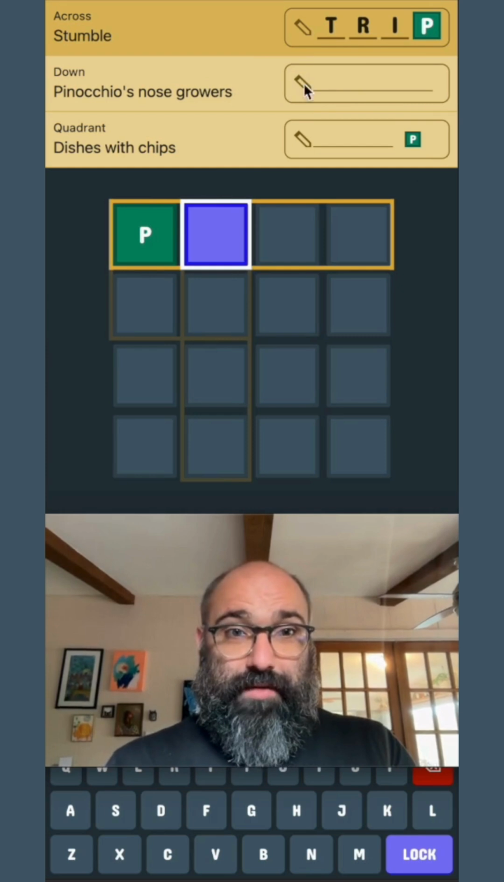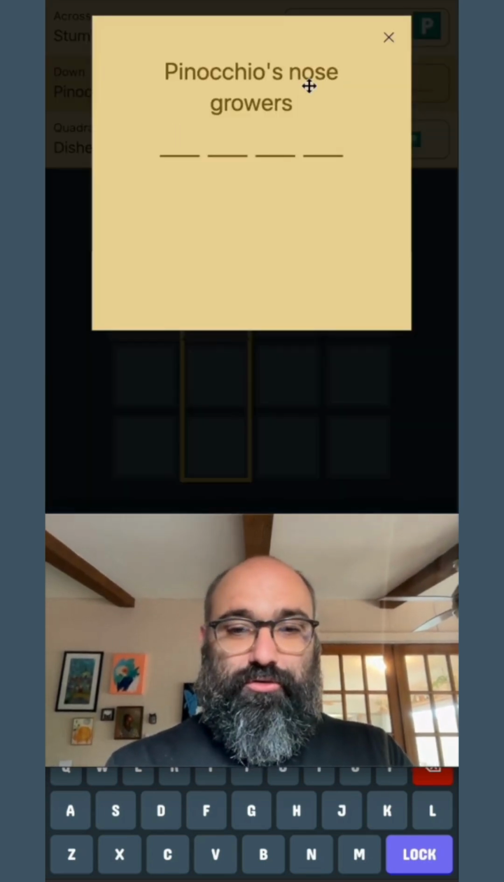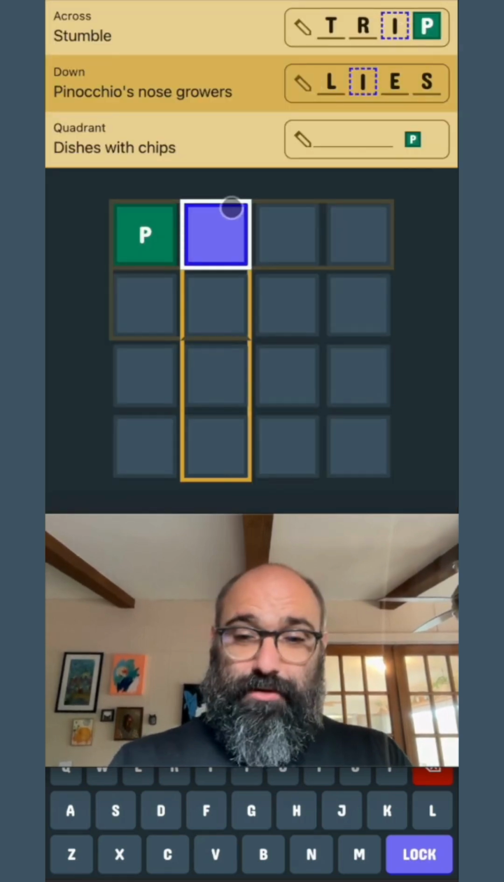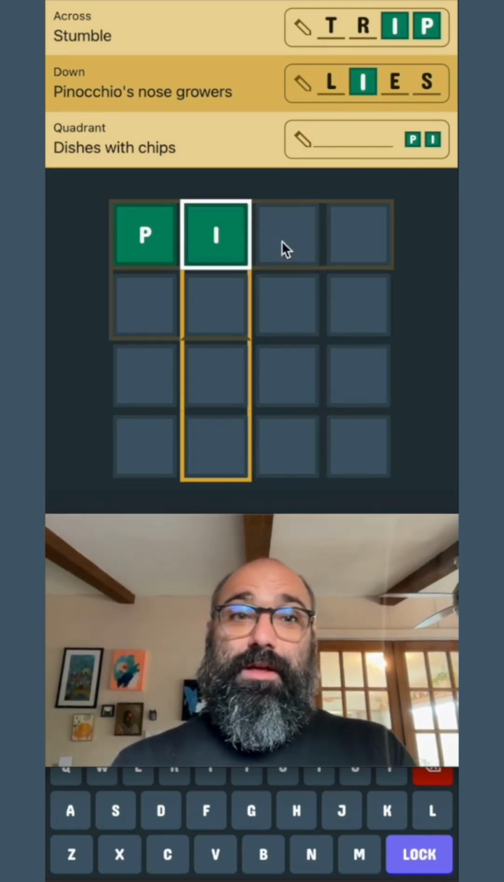When we move over, we're going to have a new down, and that's going to be Pinocchio's nose growers. That one's a pretty straightforward one. It's going to be lies. And I can see the I's overlap here, so I'm going to put an I in here, and I'm going to go ahead and lock it in because I'm feeling pretty confident.